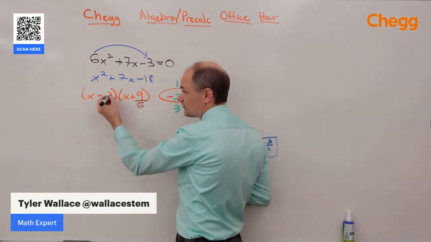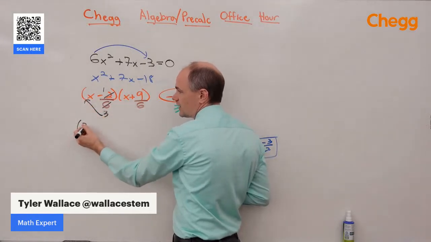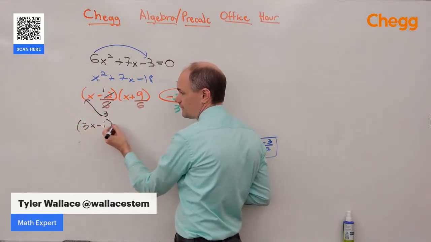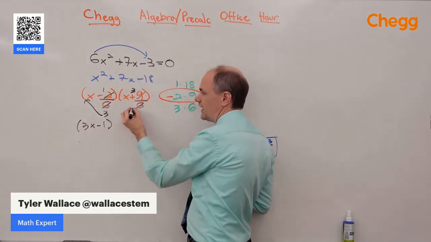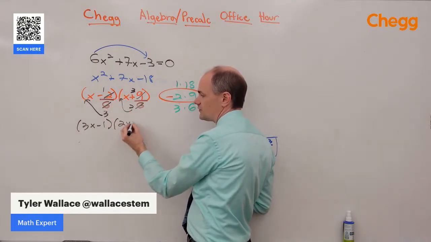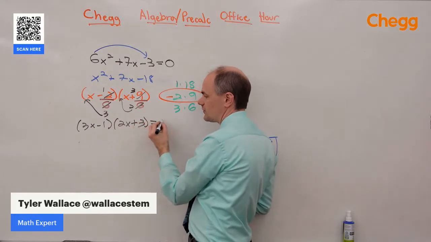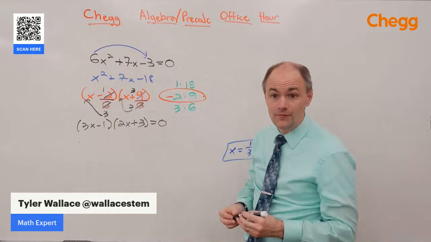Well, 2 over 6 can reduce to 1/3. The 3 goes up front, and I have 3x minus 1. 9 over 6 can reduce to 3/2. The 2 in the denominator goes up front, and we have 2x plus 3. And now we've factored the original problem.